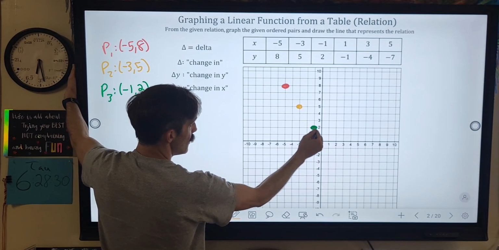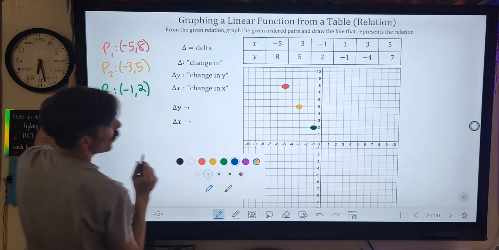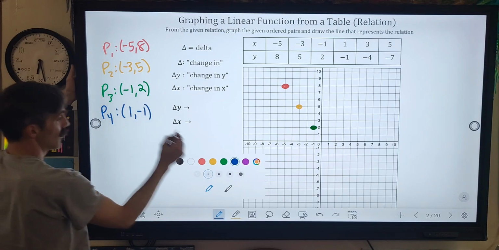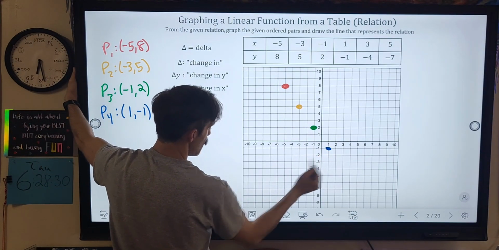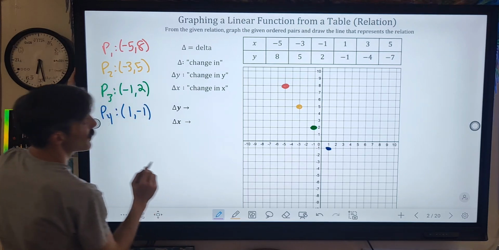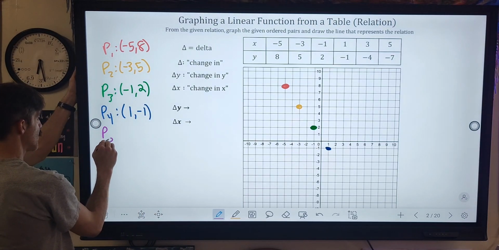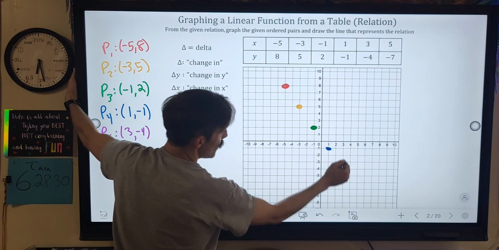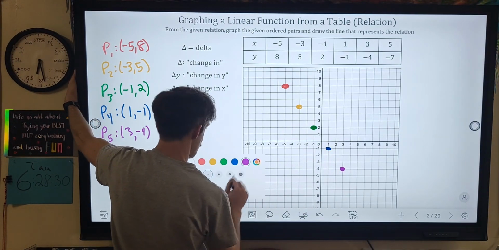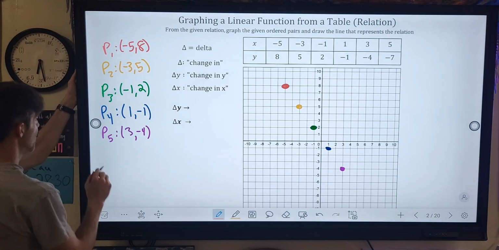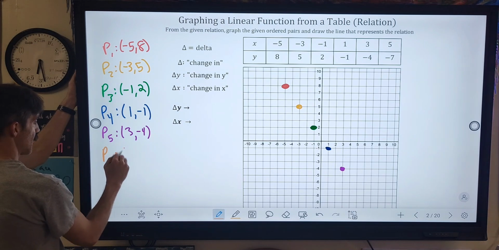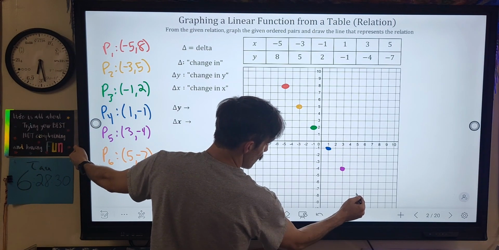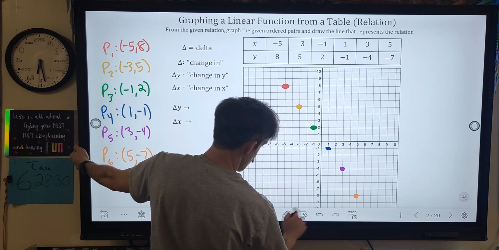-1 up 2. We got a P4. All right, and then we got some P5, and that's going to be a 3, -4. All right, so 3, -4, and then our last one, got some orange, and that's going to be a 5, -7. P6. All right, so 5, -7.